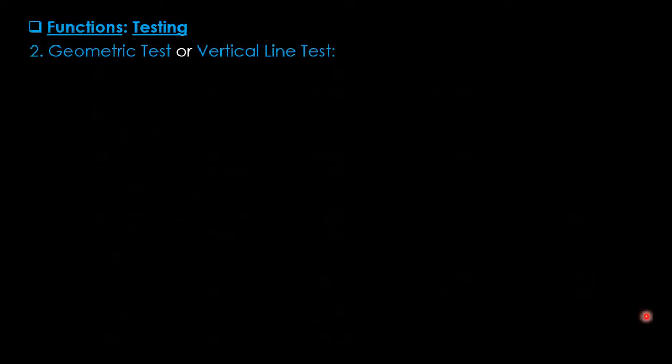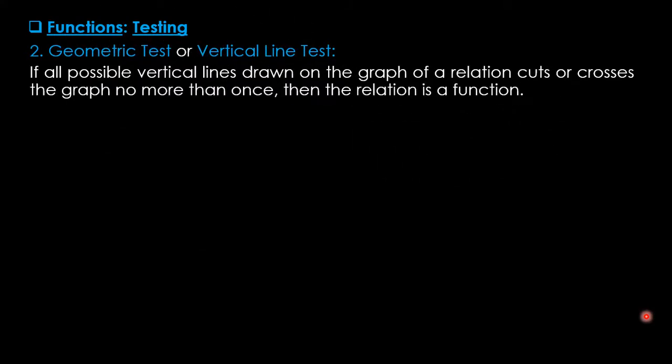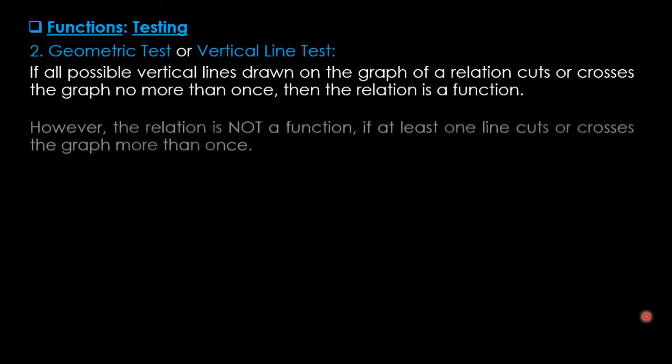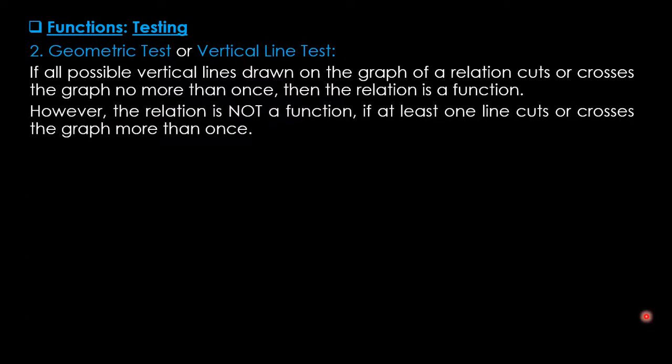Now next is testing by the geometric method: geometric test or vertical line test. What is that? If all possible vertical lines drawn on the graph of a relation cut or cross the graph no more than once, then the relation is a function. However, the relation is not a function if at least one line cuts or crosses the graph more than once. It is much easier when we explain with an example.